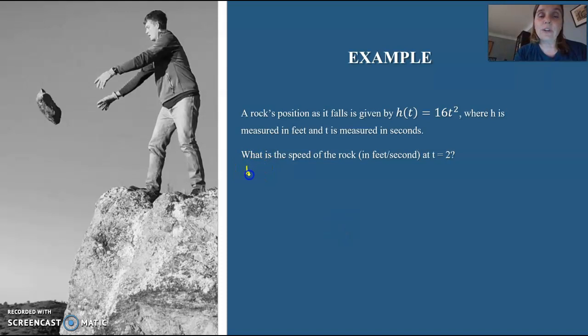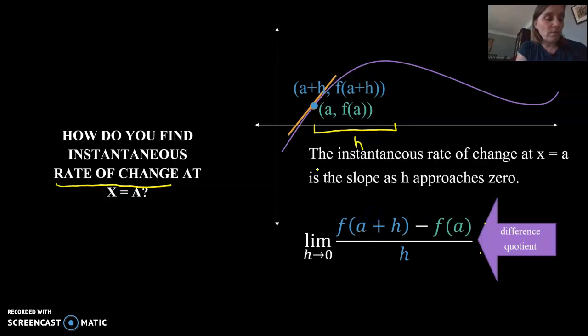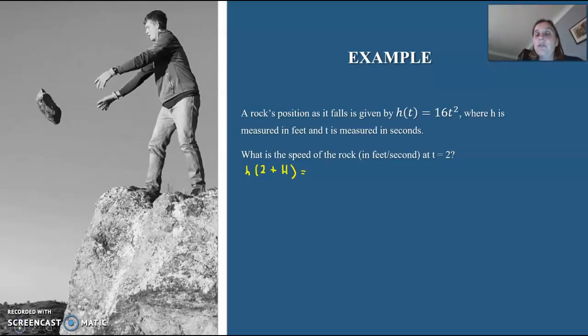So what we're going to do first is we're going to find h of 2 plus, and unfortunately, I'm using h again. So I'm just going to call that a capital H. So that would be 16 times 2 plus, and we're calling this capital H squared. I'm going to go ahead and square that out. I'm going to make it as expanded as I can.